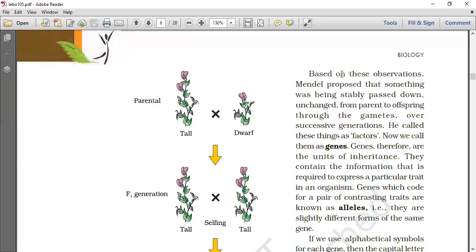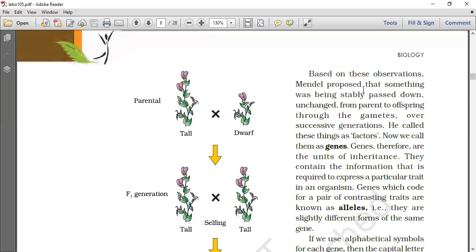Genes which code for a pair of contrasting traits are known as alleles. That means the tall allele and the dwarf allele that I am talking about, which code for the same character. Which character? Stem height. Okay.